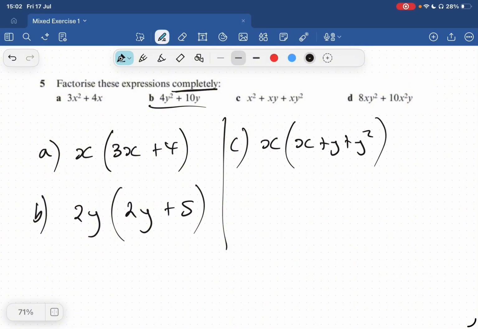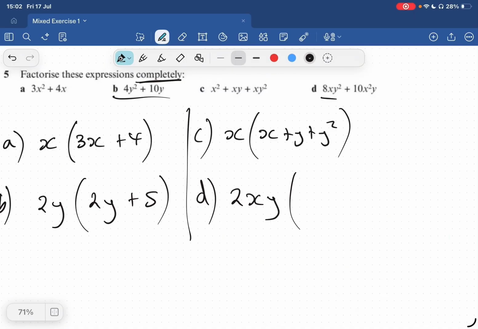Okay, and none of these share a factor, so we can't simplify this anymore. I'm also looking to see if we can do a double bracket here, but there's nothing we can do. Now for D, we've definitely got a 2 because they're even numbers, an x and a y. What do we need to times 2xy by to get 8xy squared? We need to times it by 4 to get our 8, no x but a y, and then times by 5 to get our 10 and an x to get the x squared. And that is question 5.